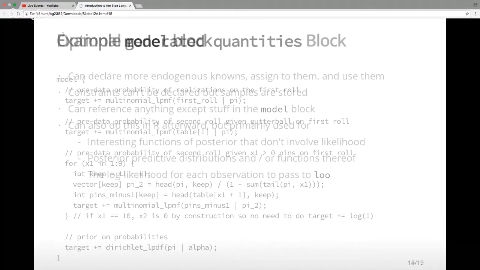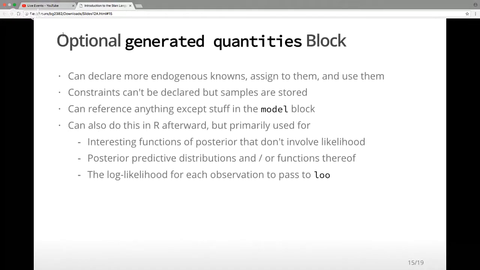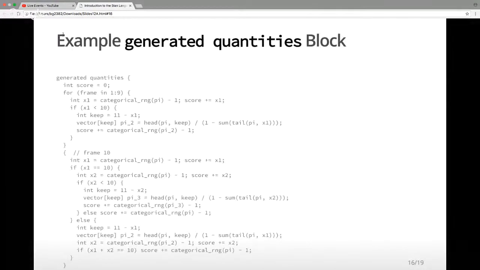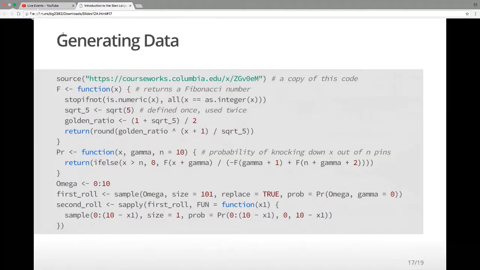Running out of time a little bit, so I'm not going to talk today about generated quantities. We'll talk about that Thursday, but I use it to come up with the posterior distribution or posterior predictive distribution for your score of a whole game of bowling, 10 frames. And we'll go through that on Thursday.